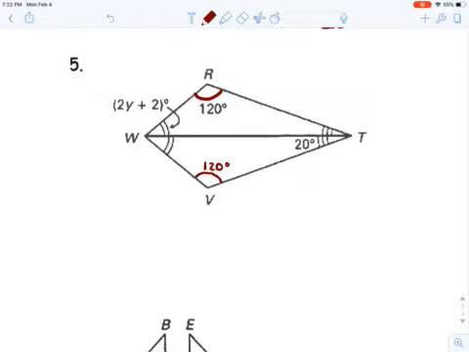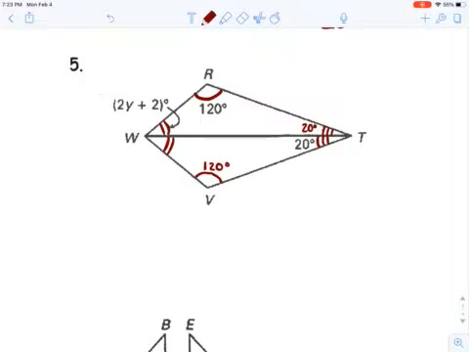Then let's go over here where the T is. Here, this angle is marked with 3 tick marks, and its measure is 20 degrees. That means the other angle marked with 3 tick marks is also 20 degrees. And these angles are marked congruent to each other. We want to solve for y.